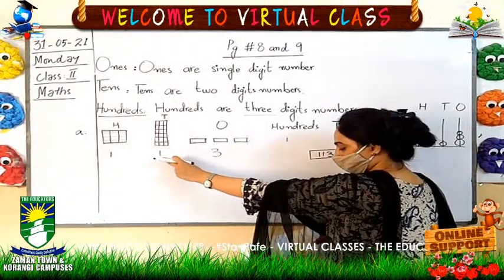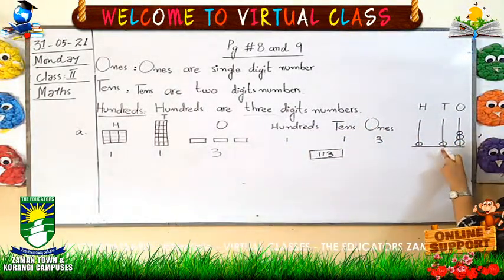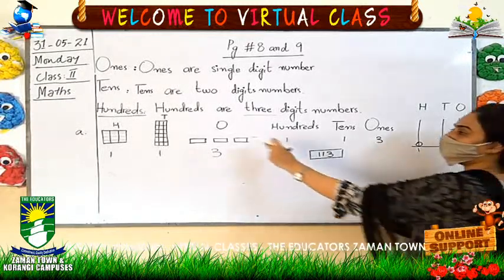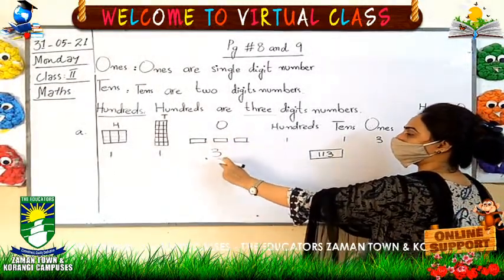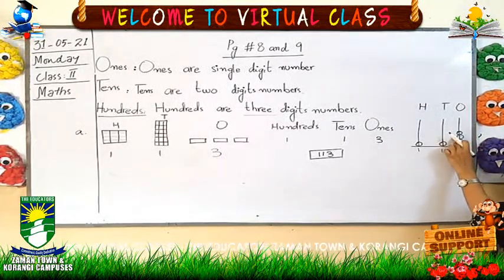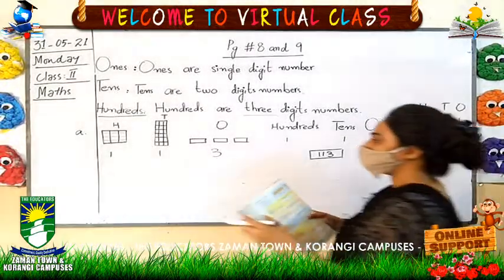Now tens. How many tens are there? One. So draw one bead. And last, how many ones? Three. So draw 3 beads. 1, 2, 3. Now come to B.